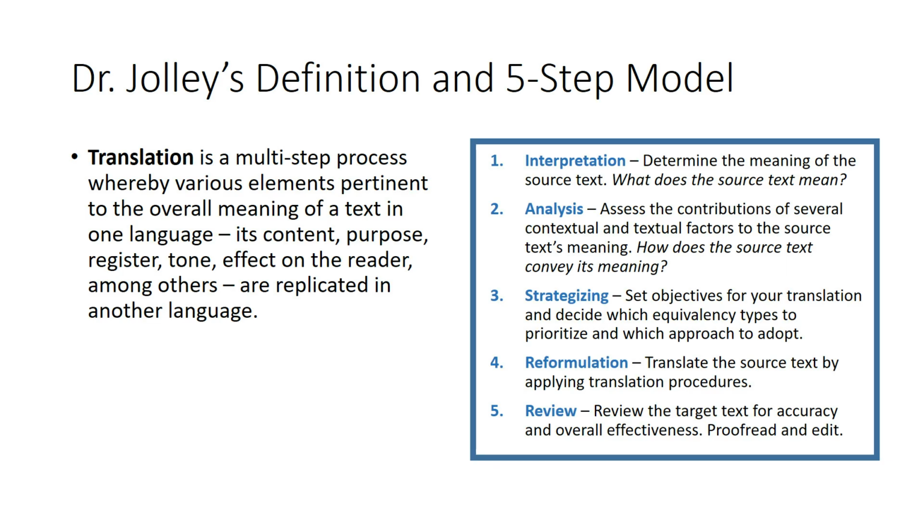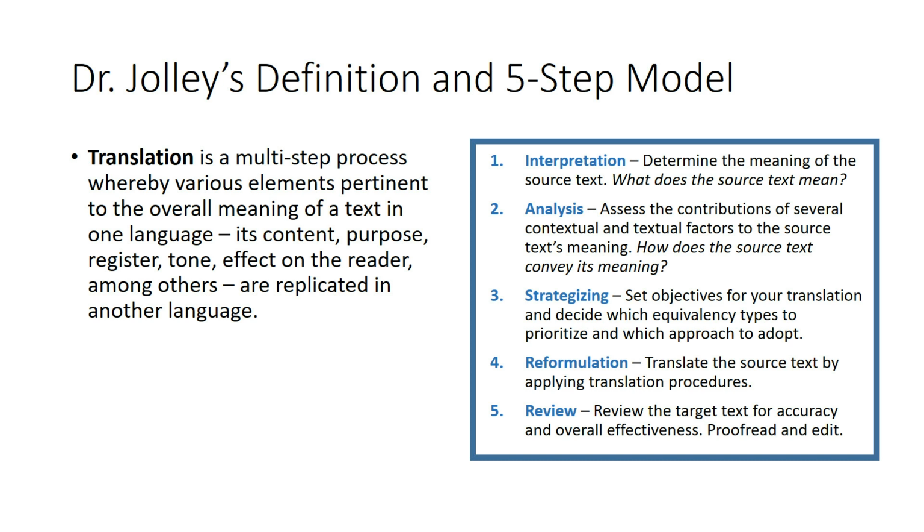Okay, so we've looked at some definitions and models of the translation process, and I just wanted to give you my take, my definition. Like I said before, I like Mildred Larson's definition a lot. I like the definition provided by Susan Bassnett-McGuire, and the other ones by Newmark as well, and by Catford. So this is sort of how I put them together. My definition of translation is that translation is a multi-step process whereby various elements pertinent to the overall meaning of a text in one language, its content, purpose, register, tone, effect on the reader, among others, are replicated in another language. That's my definition, and we'll break down some of those elements, right?